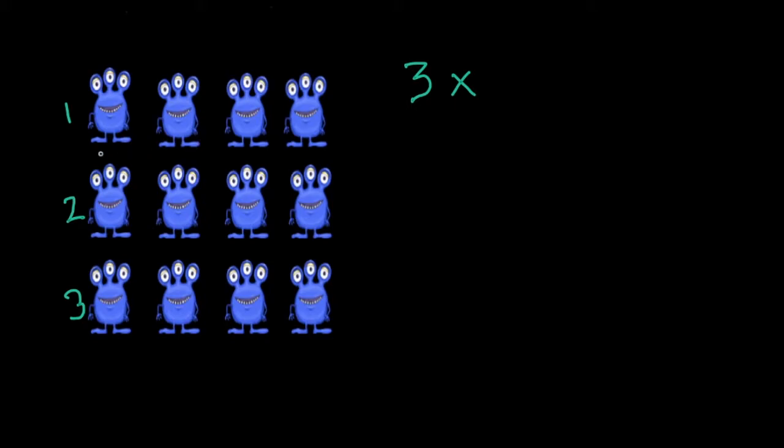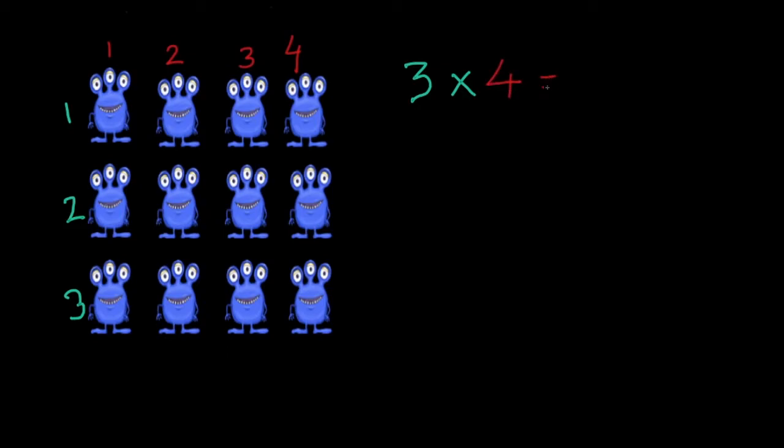As you know, an array represents the rows which go side to side or across, and columns go up and down. So this is the first column, second column, third, and fourth. So we have four columns or four groups, 3 times 4.